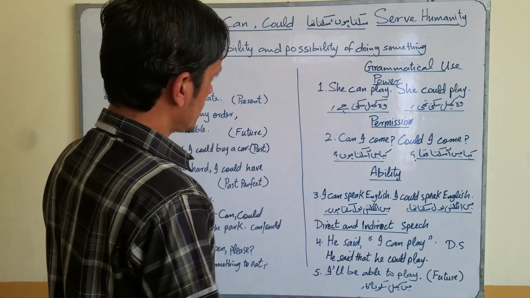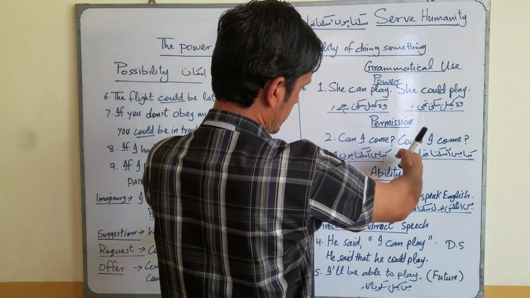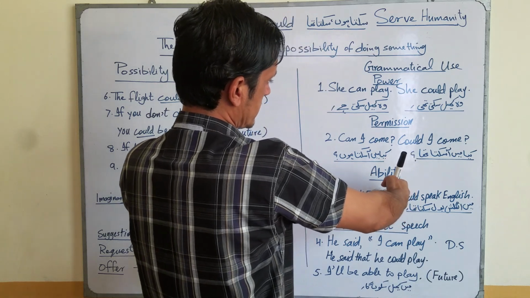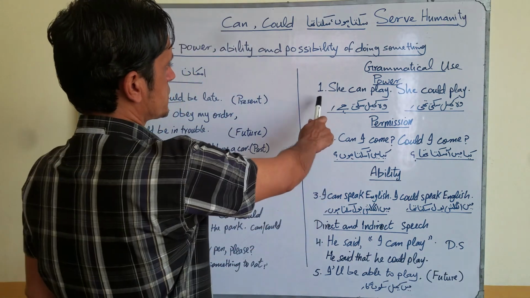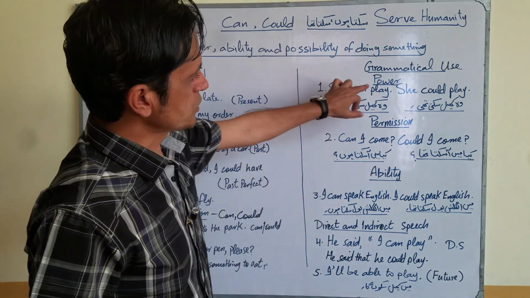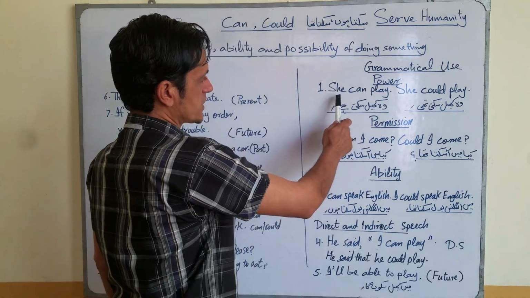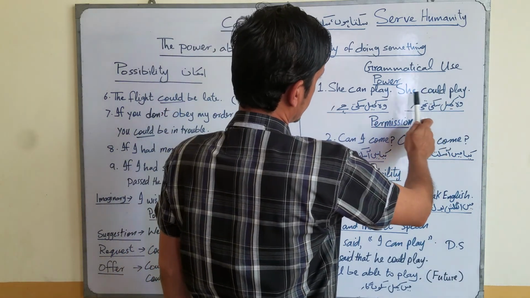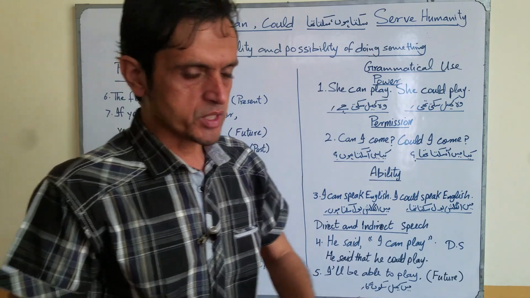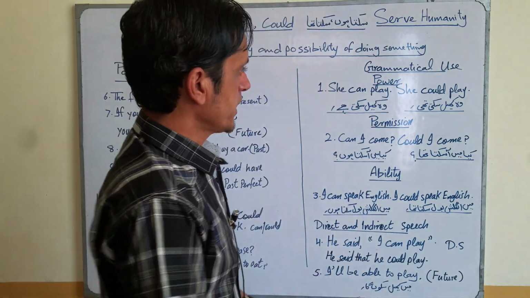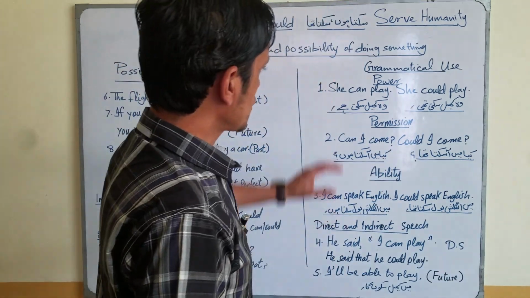Now, the grammatical use of can and could. In this column I have written present tense, and in this one past tense. Look at the first sentence, which is used to show power. She can play, this is present tense. She could play, this is past tense. She can play means she has the power to play, and this is present. She could play means she had the power to play.